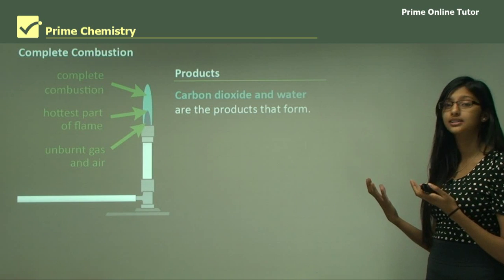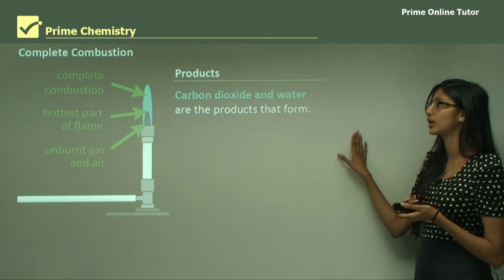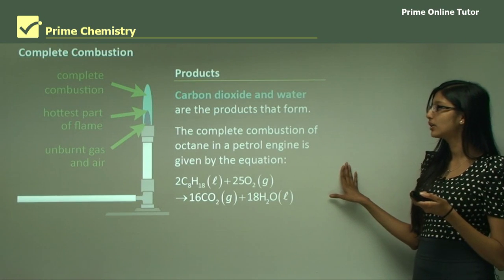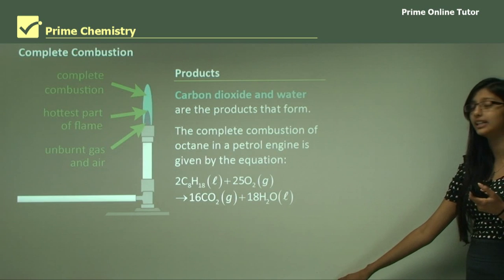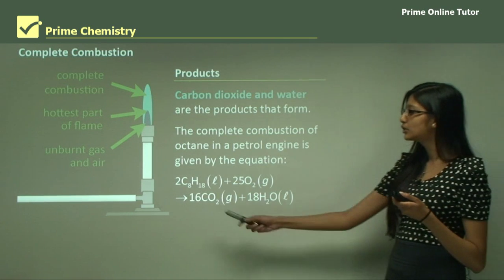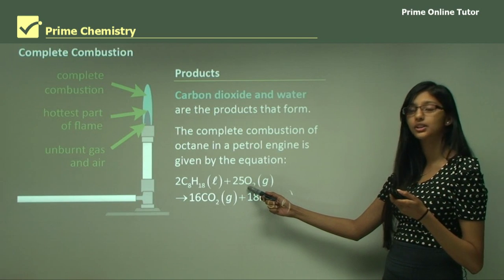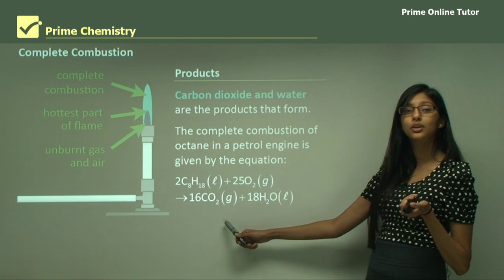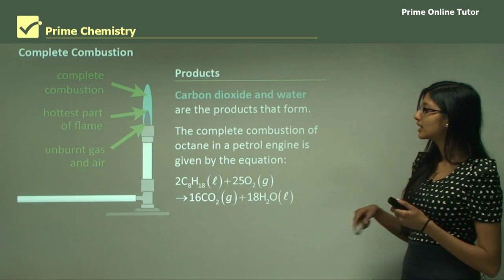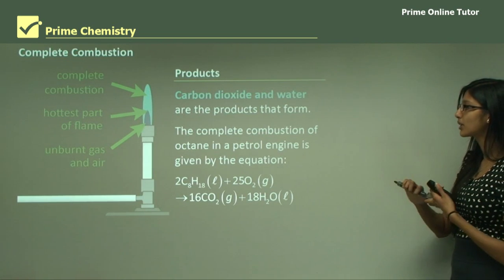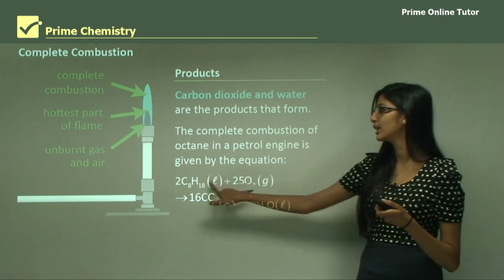So what products does complete combustion produce? They produce carbon dioxide and water. And also, for the complete combustion of octane, two molecules of octane are burned in 25 molecules of oxygen, which will give 16 molecules of carbon dioxide and 18 molecules of water. So as you can see, complete combustion of octane produces carbon dioxide and water, and carbon dioxide is the main product that we want.